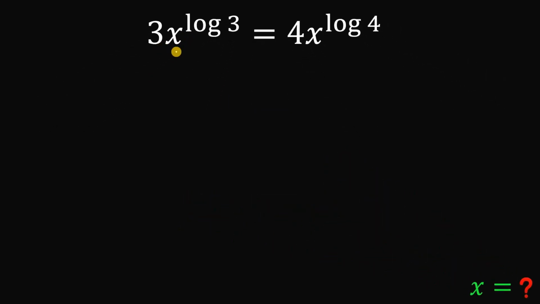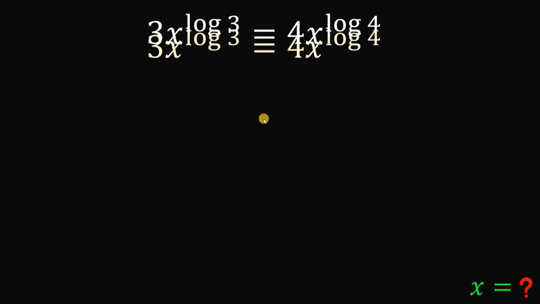Given this equation, 3 multiplied by x raised to the power of logarithm of 3 equals 4 times x raised to the power of logarithm of 4, the goal is, of course, to find the value of x. Now, take note, this logarithm of 3, this exponent, is just for x only, not in 3x. Because if this logarithm of 3 is an exponent of 3x, we need to have a parenthesis like this. Alright? So this exponent, logarithm of 3, is for x only, not to 3.